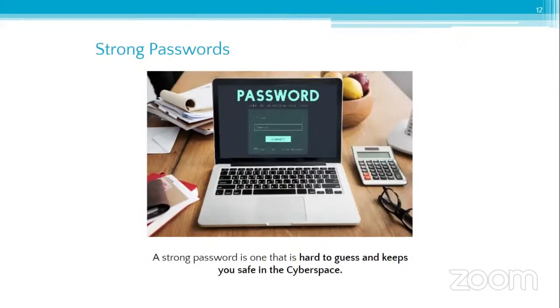Okay, now let us look at passwords. Here we will look at the strong password. We all know that all accounts you create require a password. There is no online account that you create where they will say just put your username and then you just log in. That would not make sense. Yeah, someone has visited Sudan Tribune. Okay, that is good, you will tell us later. Then a strong password is one that is hard to guess and it keeps you safe in cyberspace.